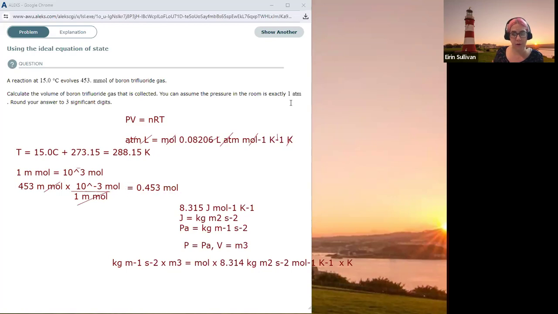Look here, we've got our pressure of 1 atmosphere. So we are rearranging and solving for volume. Okay, so how do we do that? Volume equals nRT over P is what we are going to do.